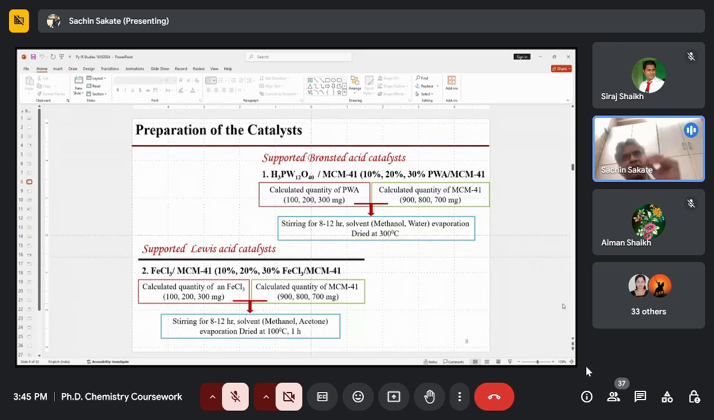So MCM41 we have prepared. FeCl3 is easily available. The cost of FeCl3 is also very low. The only thing is that here we have used anhydrous ferric chloride, anhydrous.